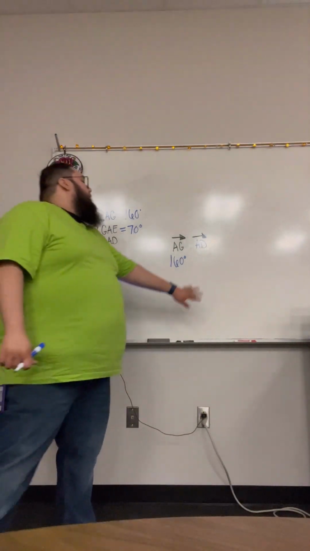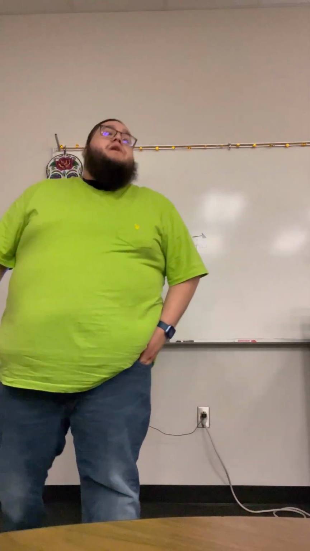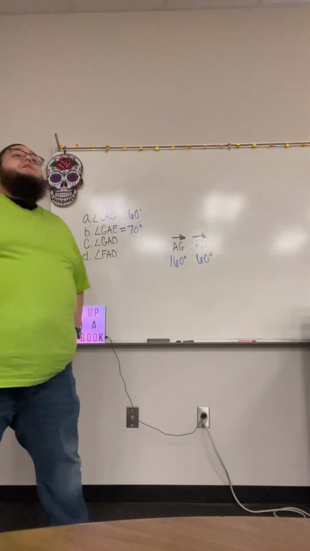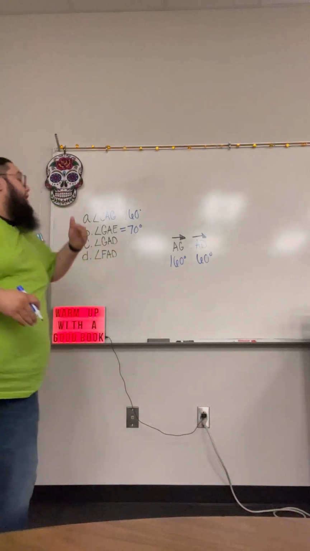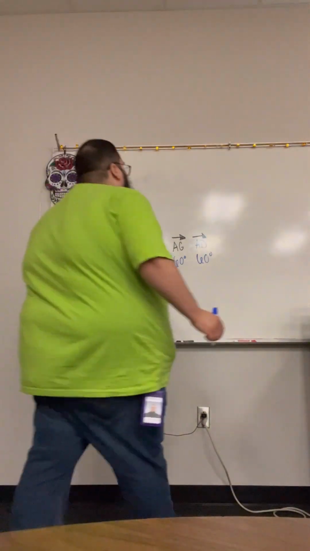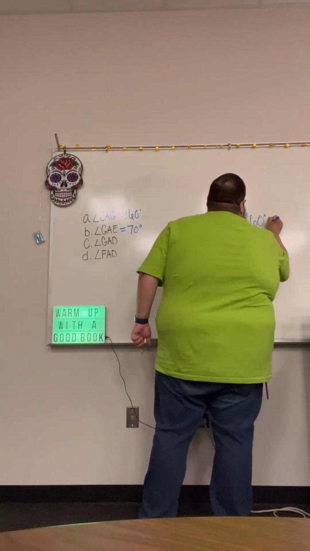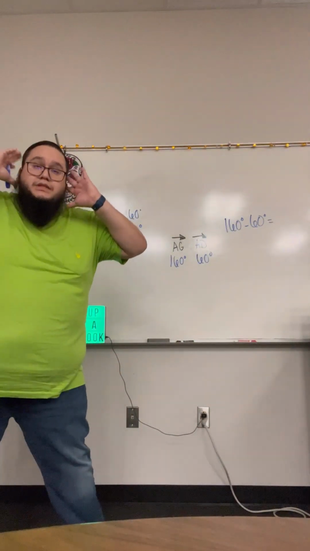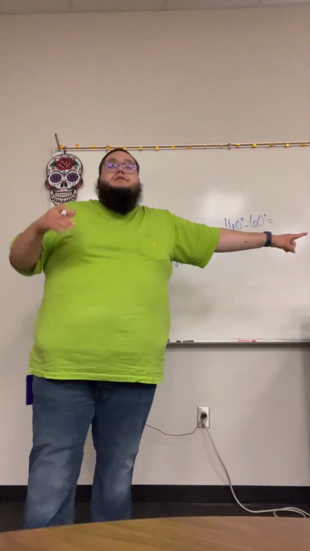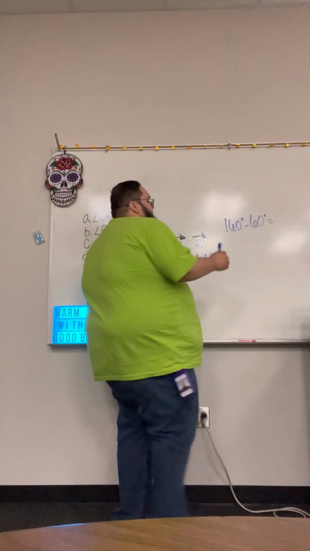And angle AD. Can anyone tell me what angle AD measures? 60. Yes, angle AD equals 60. So what are we going to do now to find our measure for GAD? Subtract. Good job. So we're going to write 160 degrees minus 60 degrees equals what? Anybody know? 100 degrees. Correct.